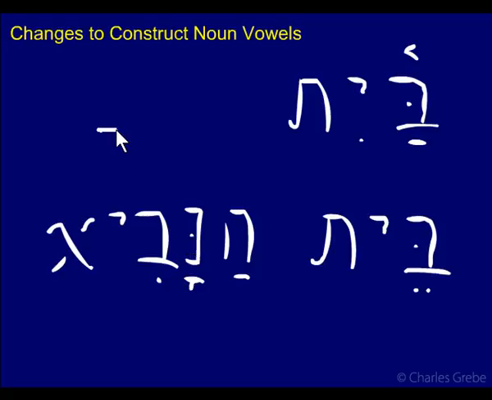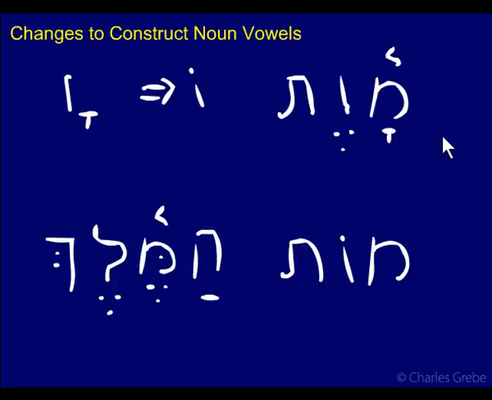So here you had I becoming A when you lose the stress. And the reason you lose the stress in the construct is because the stress moves over here. This is all treated as one unit. Now for me, I have a harder time remembering things in abstraction like this, so I just remember these two examples. Bayit becomes bait, and going back here, mavit becomes moat. If you remember those, then you'll have the diphthongs down.